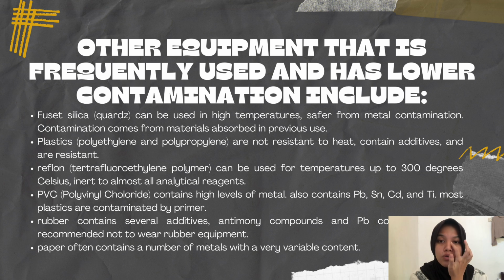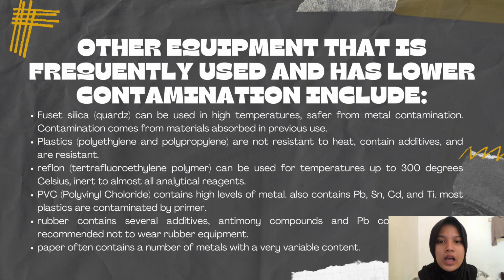Glass utensils can be washed with a mixture of concentrated sulfuric acid, which is better than a mixture of HCl and HNO3, which can be used to clean the metal surface. Other equipment that is frequently used and has lower contamination includes: A. Fused silica can be used at high temperature; it suffers from metal contamination that comes from material absorbed in previous use.